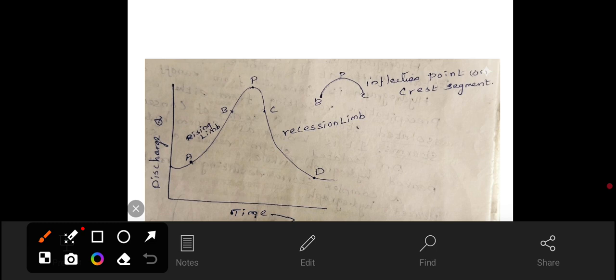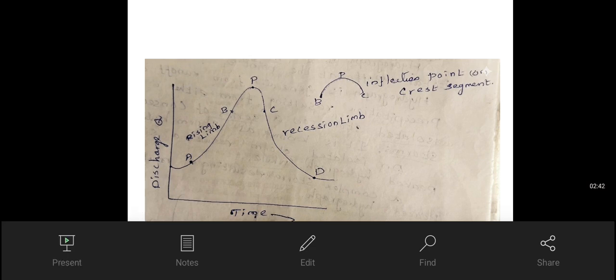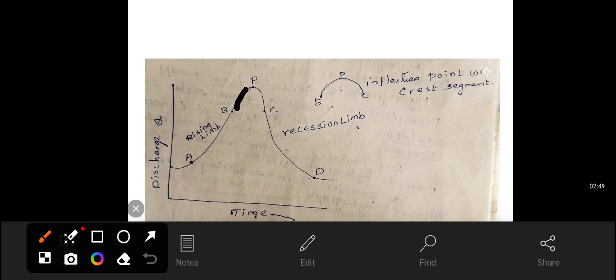The peak or crest segment. The peak or crest segment is B, P, C. It is the most important part of the hydrograph. It contains the peak flow P, which is the maximum discharge rate. It stretches from inflection point B on the rising limb to inflection point C on the recession limb.